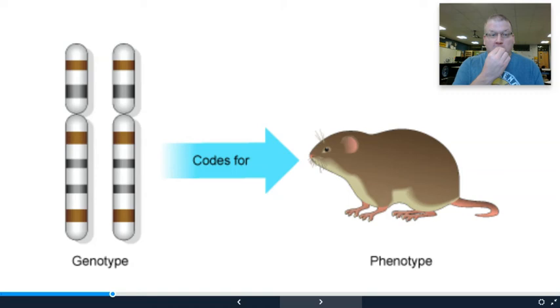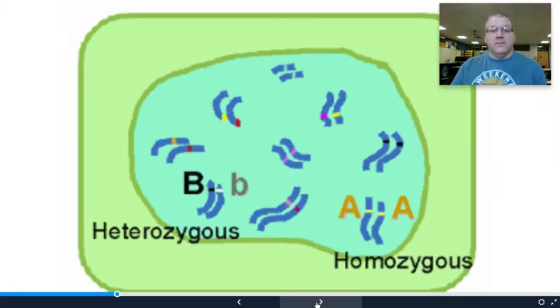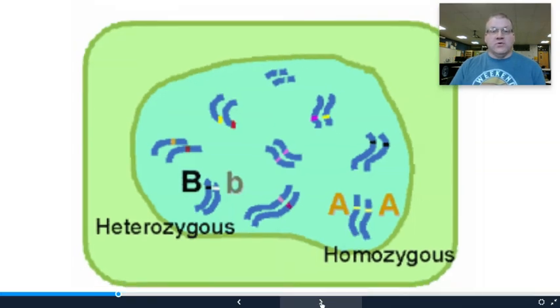So we know that the genes on our chromosomes are our genotype, which carries the information for, or codes for, the phenotype. In this case, the phenotype being some sort of brown rat or mole, whatever that little dude is. We can be either homozygous, having both dominant alleles, homozygous recessive, having both recessive alleles, or we can be heterozygous. Hetero as in different allele types on those individual chromosomes.